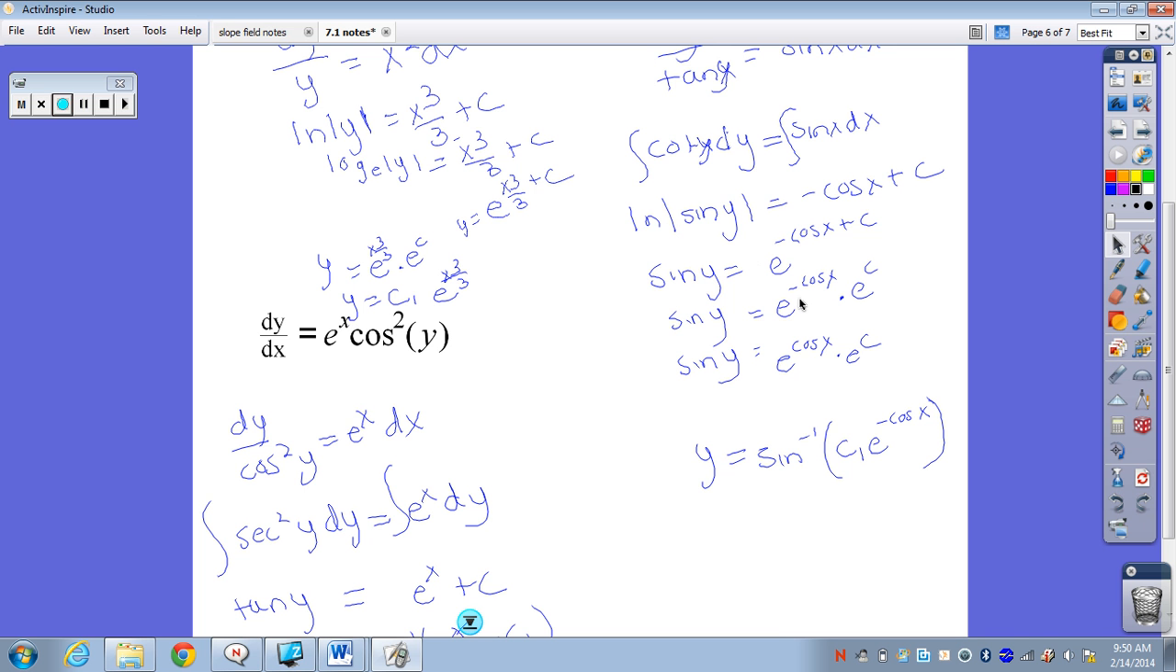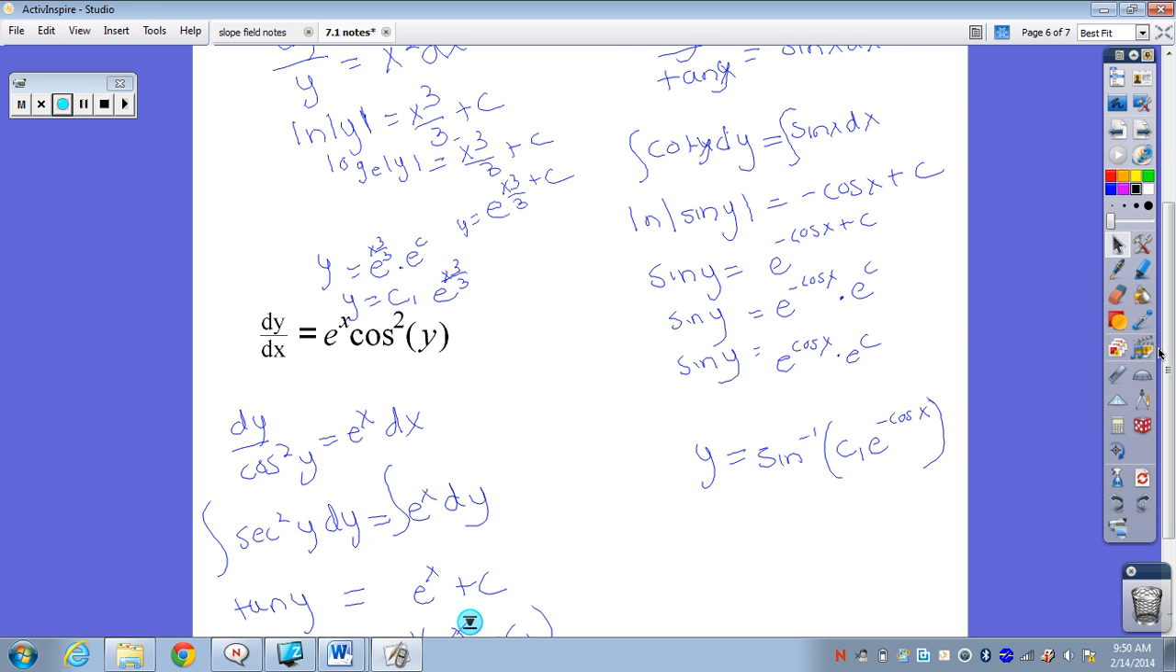Make sure you have the absolute value symbols. And then I change the base. So I do e to the other side is equal to just the number. And then I can solve for y. So how we solve for y is I'm going to break up the e. I'm going to make it e to the negative cosine x times e to the c. E to the c is just another constant, so down here I called it c1. And then to get y by itself, to get rid of a sine, you do the inverse sine. And so this is my equation.